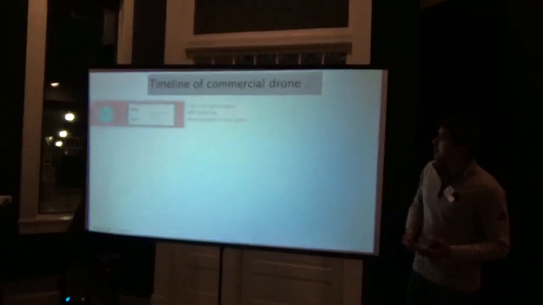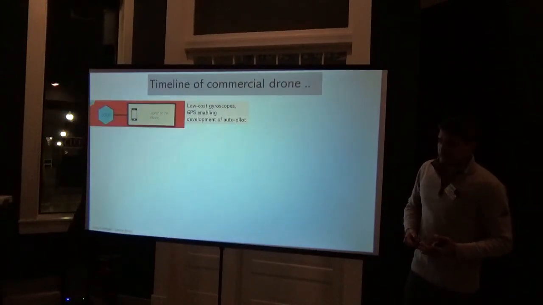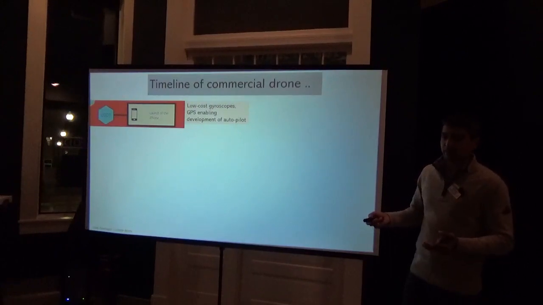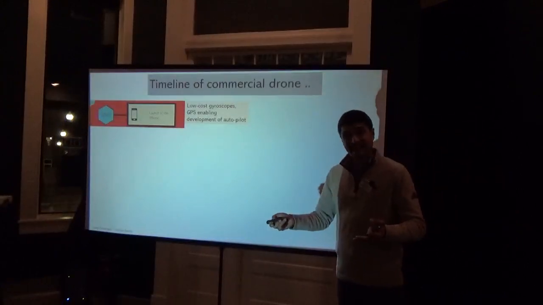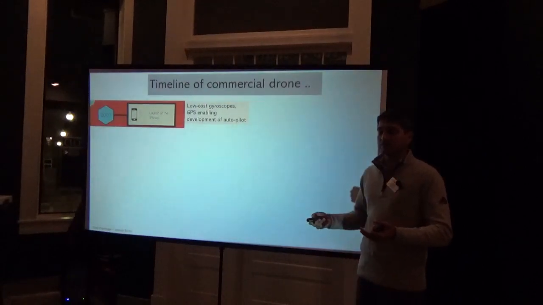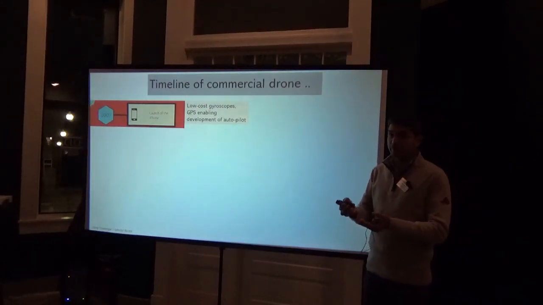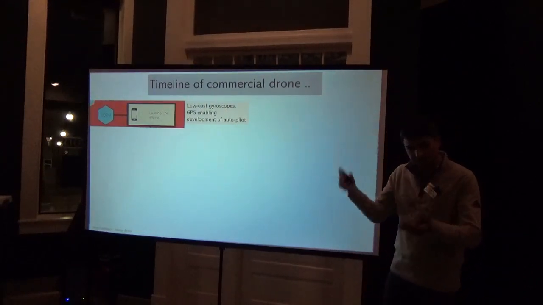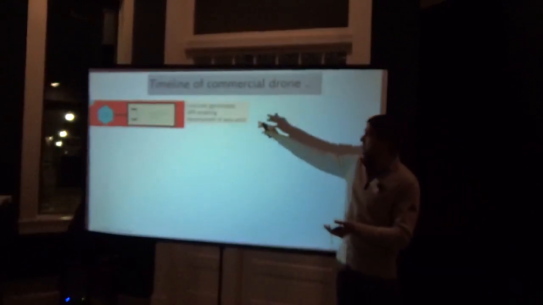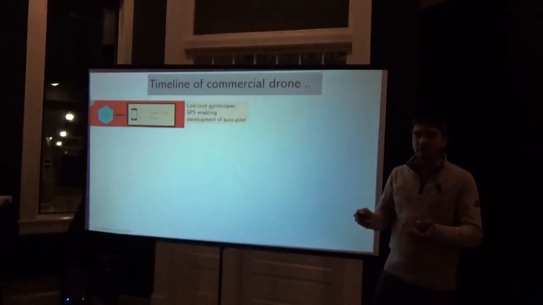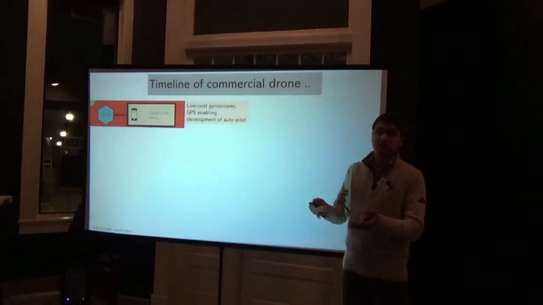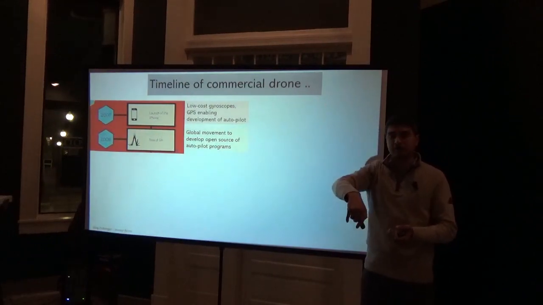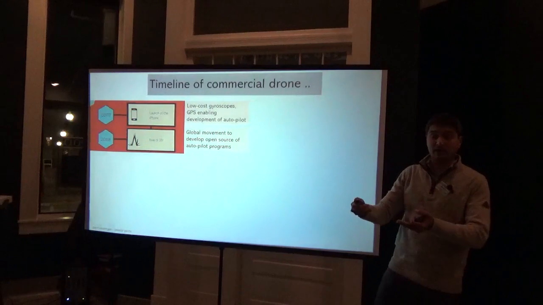So I just want to give you some background as to what happened. In 2007, Steve Jobs came up with the first smartphone, and that kind of changed a lot of things. Now these smartphones are kind of a small computer that can have low-cost gyroscopes, and they have GPS built in. And what this led to was the development of what we call the brain of the drones, the autopilot program. And these apps that can be installed on our smartphones can communicate with the autopilot program.